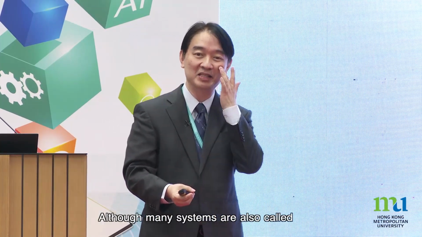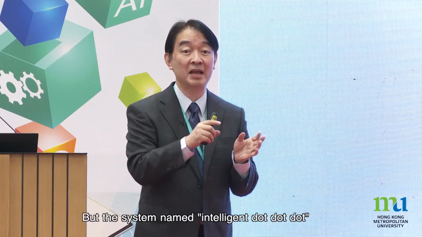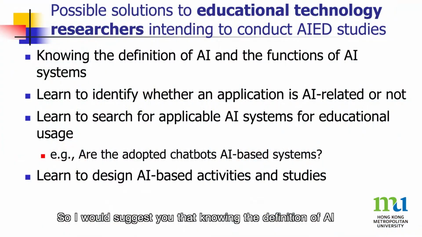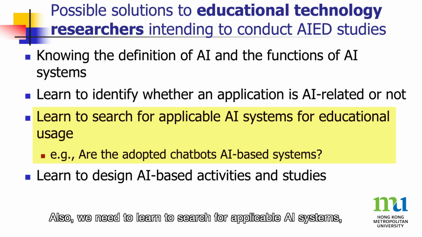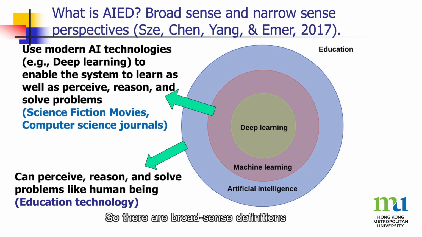Although many systems are also called intelligent plus, a system named intelligent does not mean that it is an AI system. So I would suggest that you know the definition of AI and the function of AI, and also learn to identify whether an application is AI related or not. Also, we need to learn to search for applicable AI systems, maybe from the Google Store or from some other place.